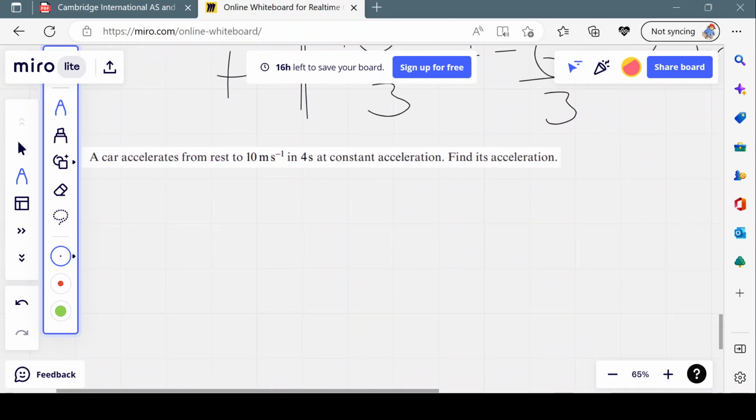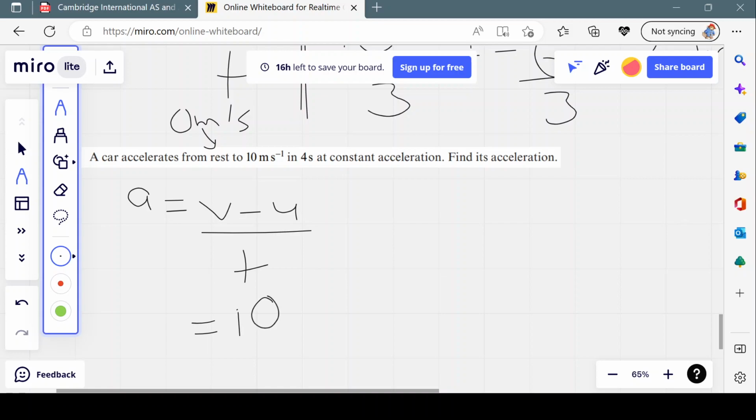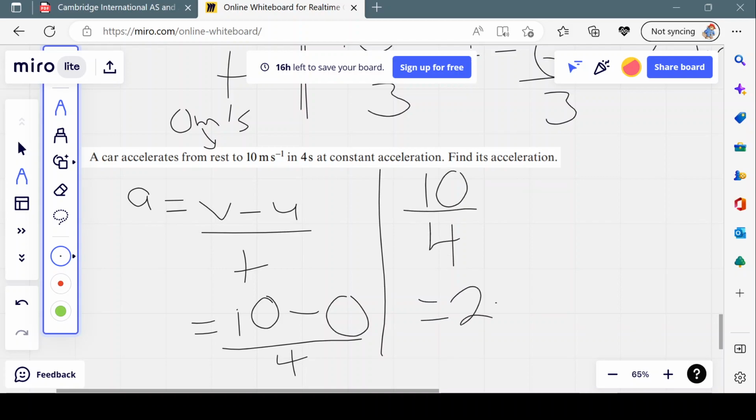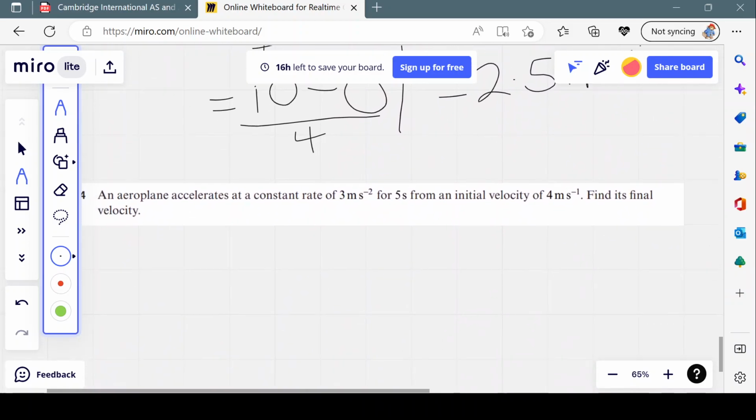Then a car accelerates from rest to 10 meters per second in 4 seconds at a constant acceleration. Find its acceleration. So again, we're finding acceleration, so just use a = (v - u) / t. The concept of rest is quite an easy one. Everywhere you see rest, that just means you're at 0 meters per second. The final velocity is 10, then we're subtracting 0, and it took 4 seconds. So 10 divided by 4, which is 2.5 meters per second squared. Make sure your units are always correct.